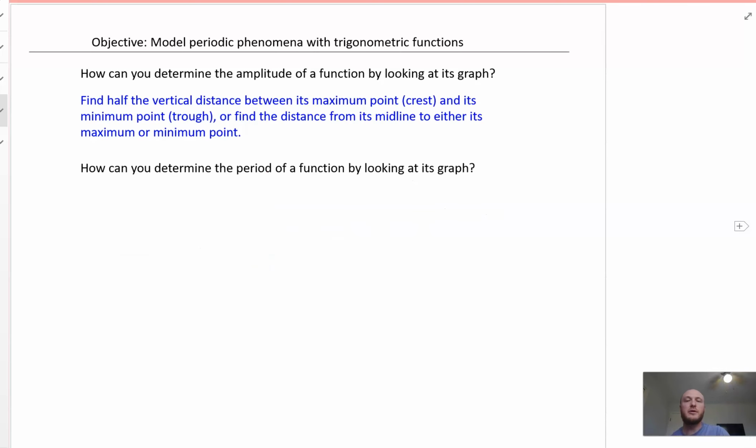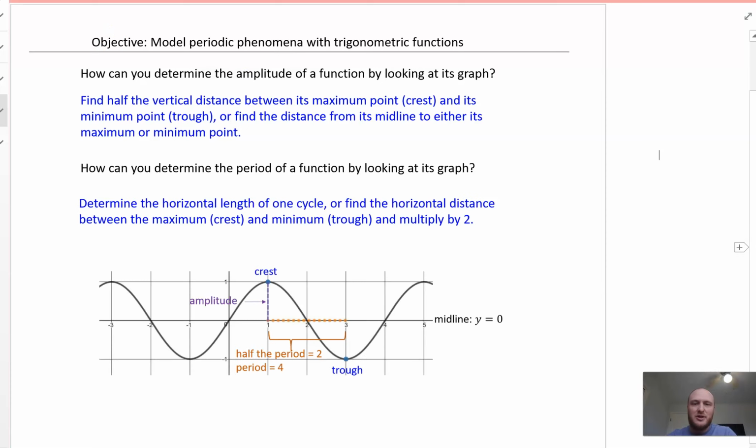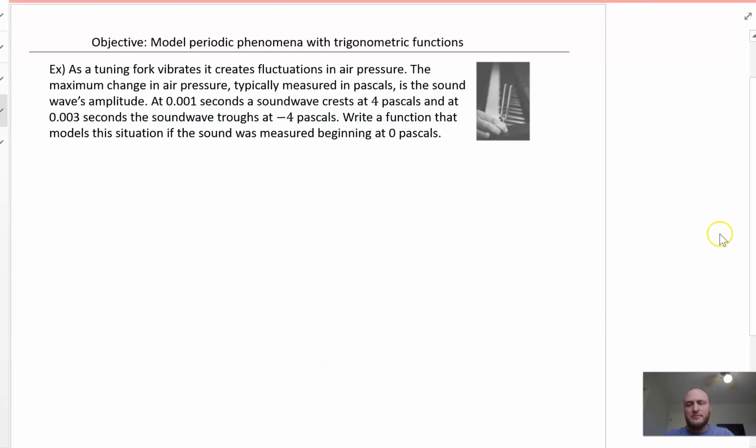Okay, next question. It says, how can you determine the period of a function just by looking at its graph? So pause the video, take a second to mull this over, write a response, and then I'll show you the answer. Okay, hopefully you did this. Here is the solution. How can you determine the period? Well, determine the horizontal distance of one cycle, and that's very easy. You can pick a max, a min, a midpoint, and just find that one cycle. Otherwise, you can do what we talked about with the crest and the trough. That distance is half of your period. So very straightforward.